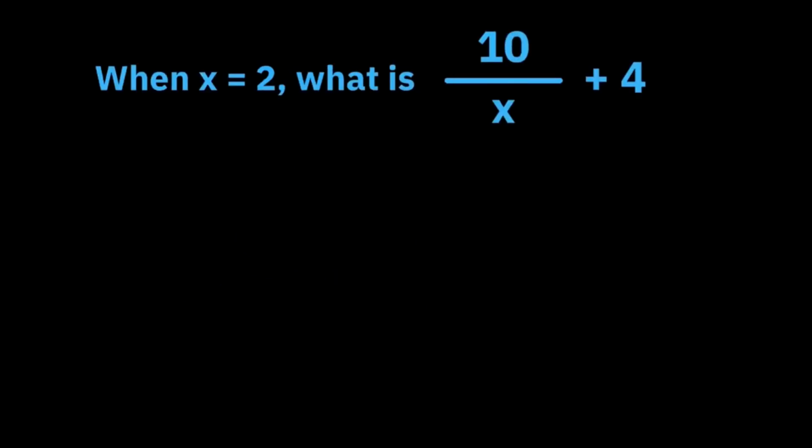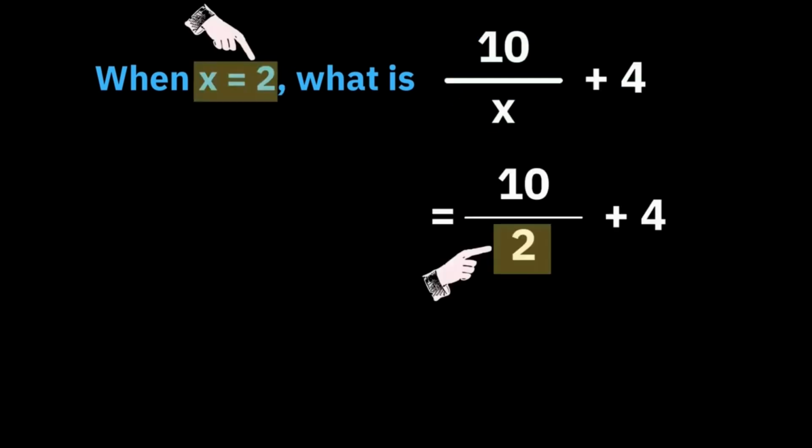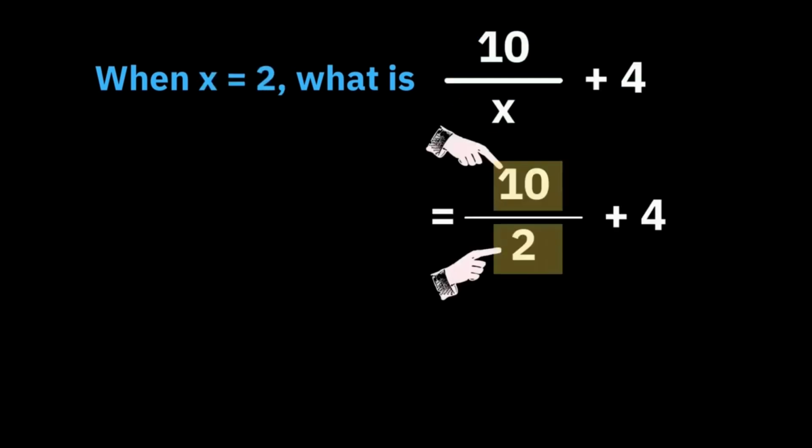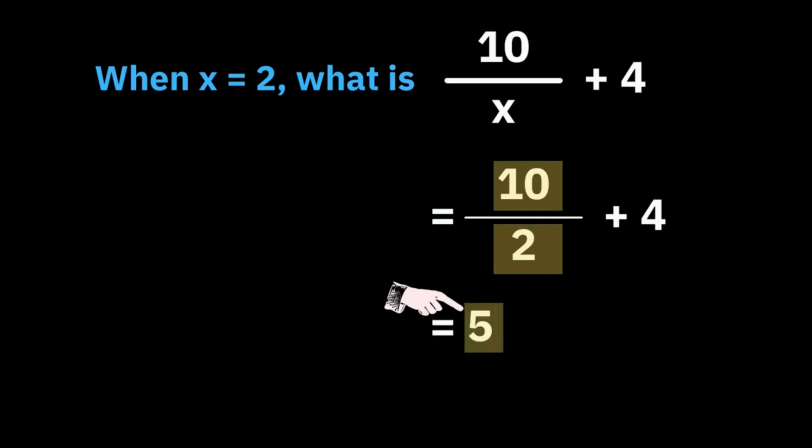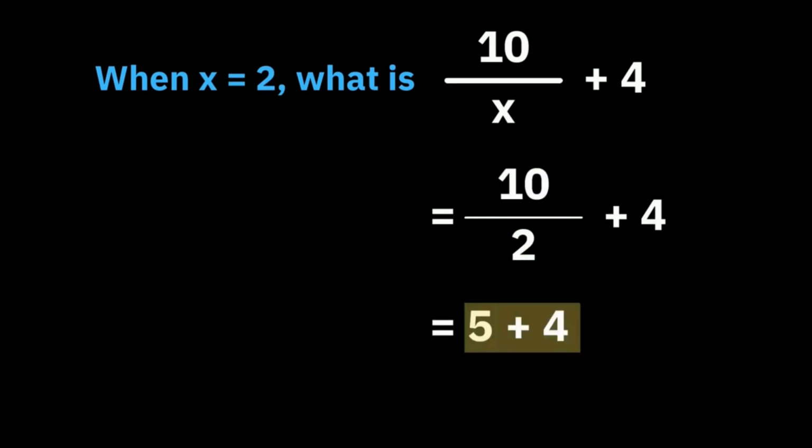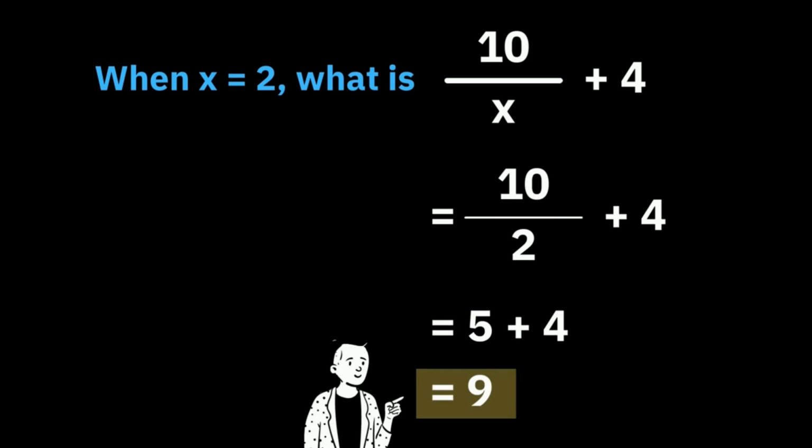An example would be like this. When X equals 2, what is 10 over X plus 4? Now we put 2 where X is. So we have 10 over 2 plus 4, which is 10 divided by 2 is 5, plus 4. 5 plus 4 is equal to 9. And that's it. Moving on.